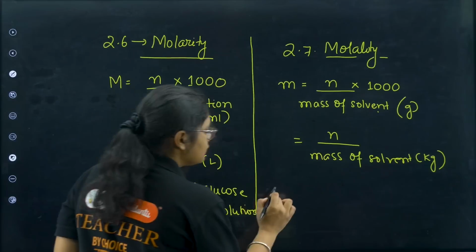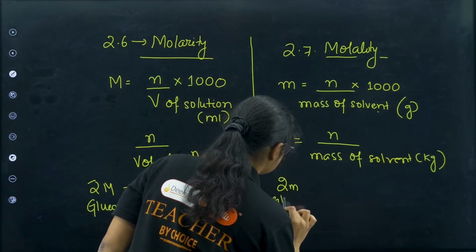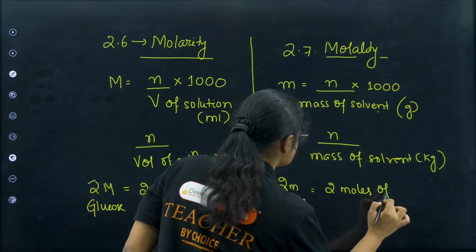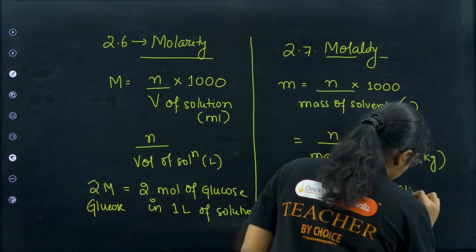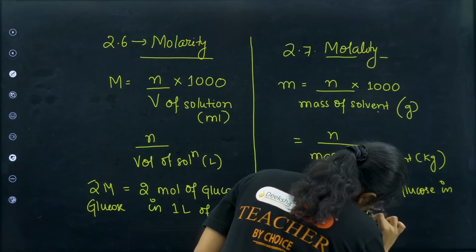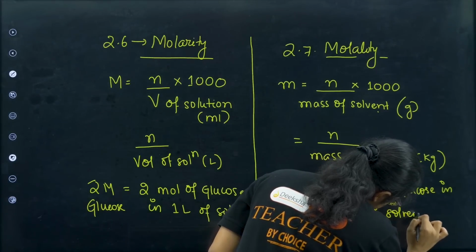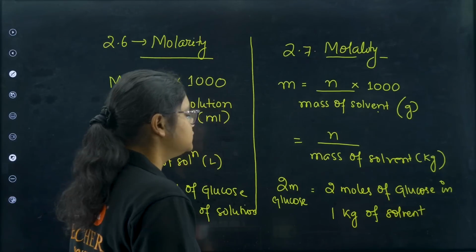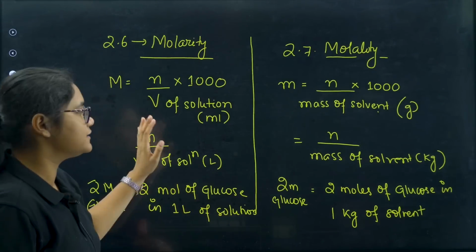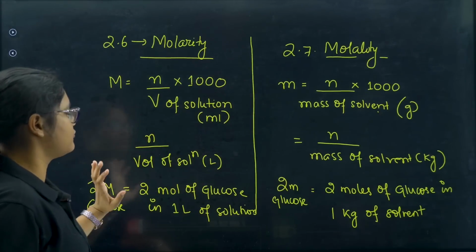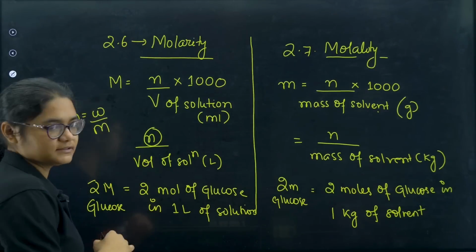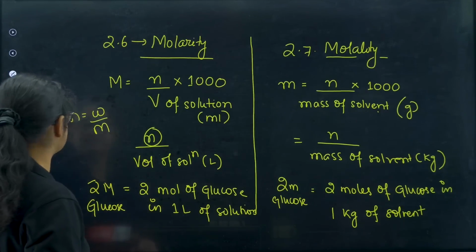Clear? Now if I write 2 molal glucose, that means 2 moles of glucose in 1 kg of solvent. Okay, 2 moles of glucose in 1 kg of solvent, 2 moles of glucose in 1 liter of solution. That is the difference between molarity and molality. That is the formula. Now further we can break this: number of moles is equal to given mass by molar mass. I hope this is clear.